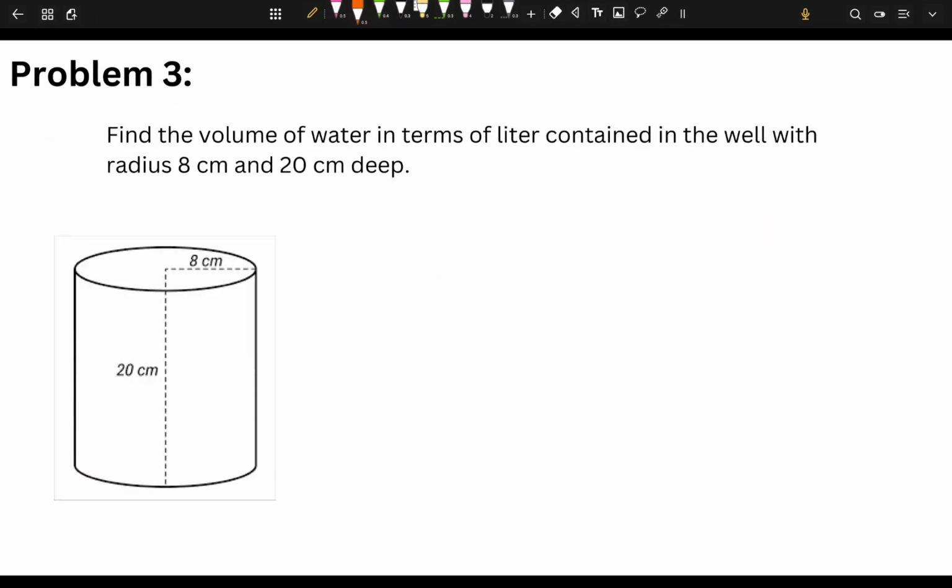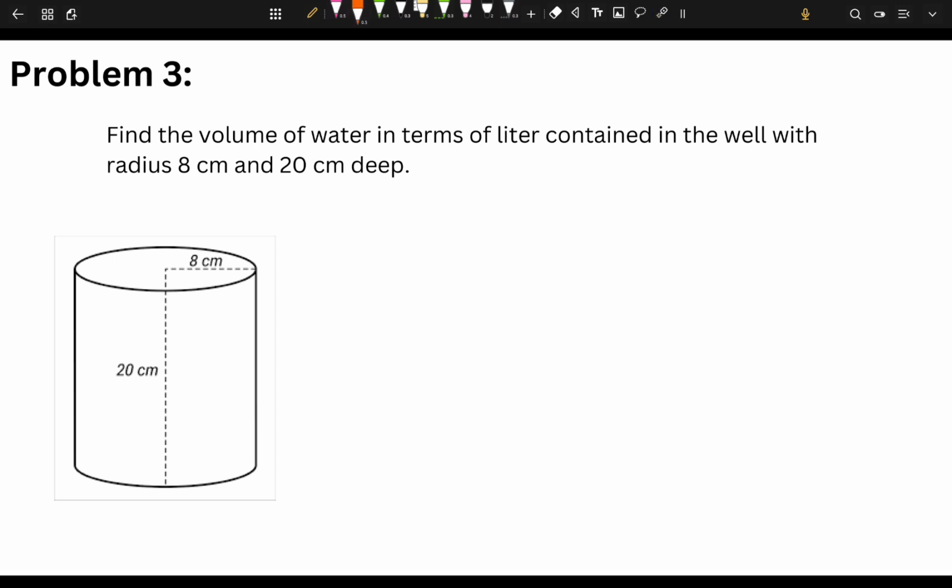Problem number 3. Find the volume of water in terms of liters contained in the well with radius 8 cm and 20 cm deep. You will notice that our problem is not realistic because it is a well but 8 cm, 20 cm. Maybe it is just a miniature. Okay, let's try to solve this one.